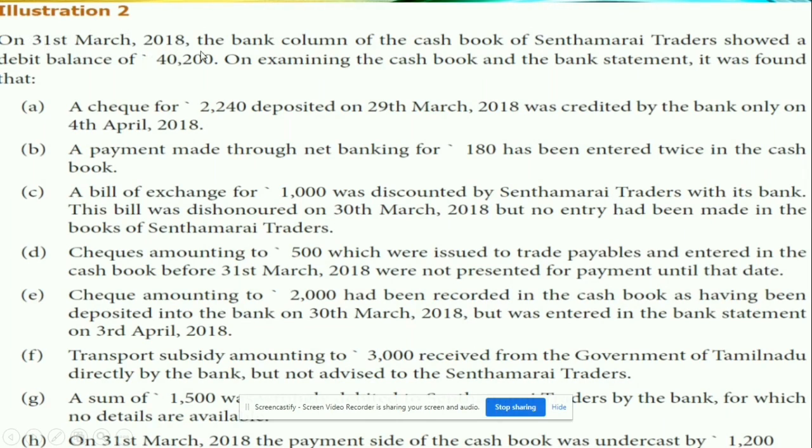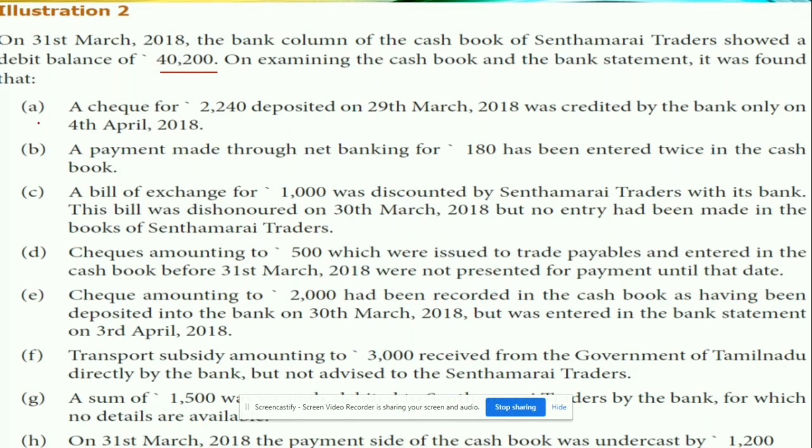On 31st March 2018, the bank column of the cash book of Sendamari Traders showed a debit balance. So it is a cash book and it is a favorable balance of amount 40,200. So first we have to make this entry. The bank column of the cash book amounts to 40,200, and we have to verify it with the passbook balance of the bankers.